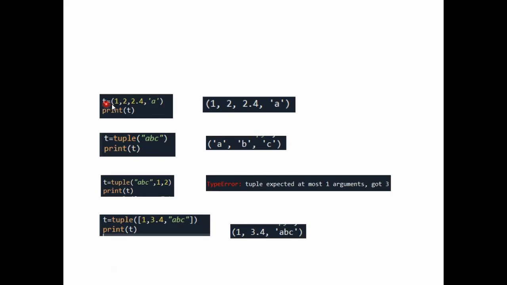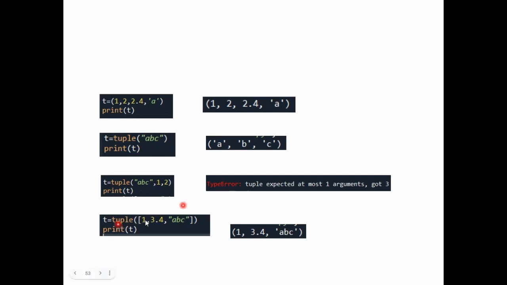Now how can we create the tuple, similar to how we created a list? By directly using parentheses: 1 comma 2 comma 2.4 and a, and we print p, so we will get this value. The second method is by using the tuple function with a string. So here ABC will be stored separately as A, B and C. If you are using the tuple function, only one string at a time is allowed. We cannot have more than one string, otherwise we will get an error message.